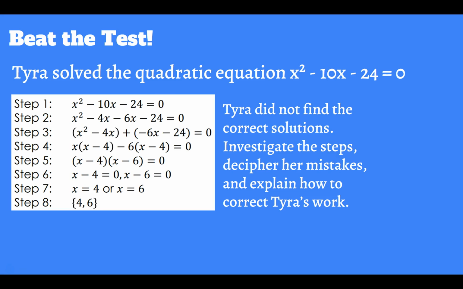Tyra solved the equation x squared minus 10x minus 24 equals 0. Okay? Tyra did not solve correctly. Let's figure out what happened.